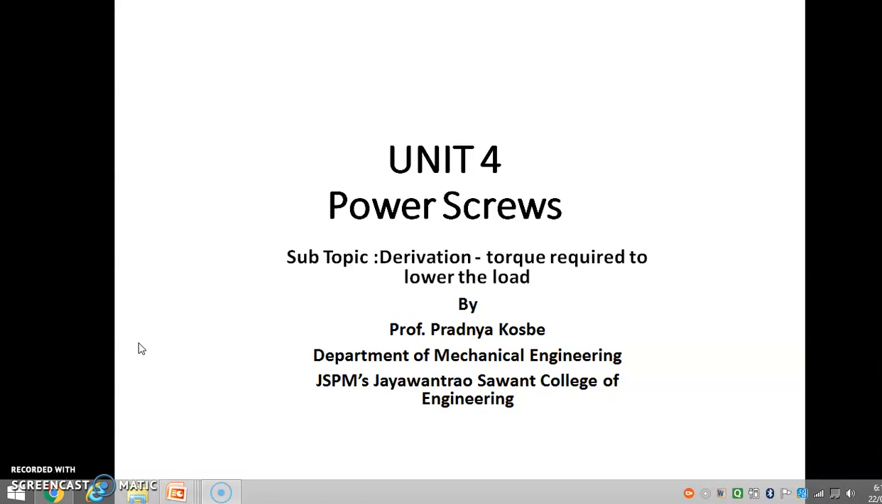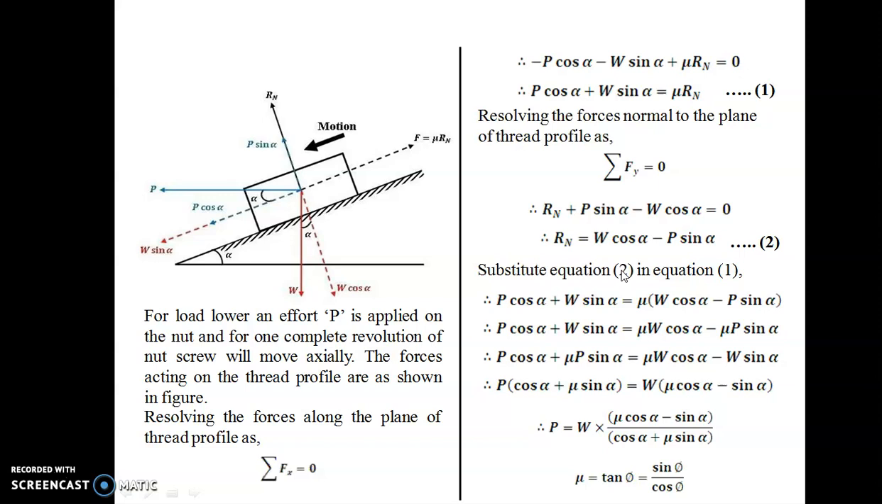Unit 4 Power Screws. Today we will see the derivation of the torque required to lower the load. In the previous session we have seen the derivation of the torque required to raise the load. Now, as we know, for lowering the load, an effort P is applied on the nut, and for one complete revolution of a nut the screw will move axially.